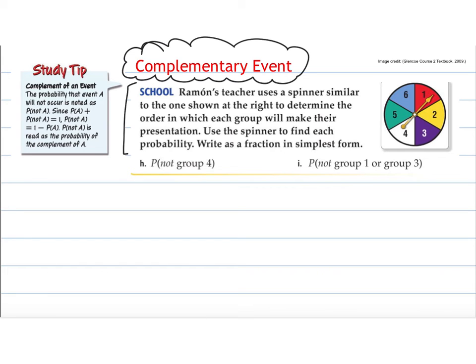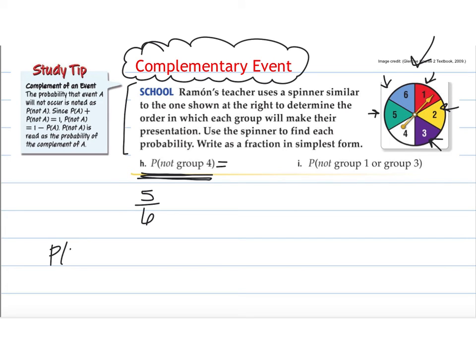Ramon's teacher uses a spinner similar to the one shown at the right to determine the order in which each group will make their presentation. We're going to use the spinner to find each probability, written as a fraction in simplest form. So what is the probability of not spinning on group 4? Basically, anything that is not 4 is what we want. So I can see that there's 5, 6, 1, 2, and 3. So there's 5 sections that are not 4, so the probability would be 5/6.